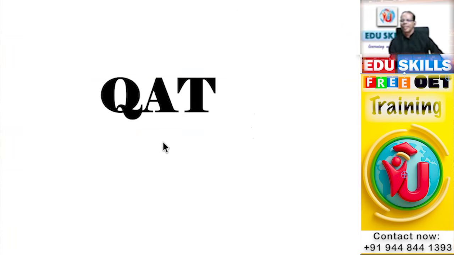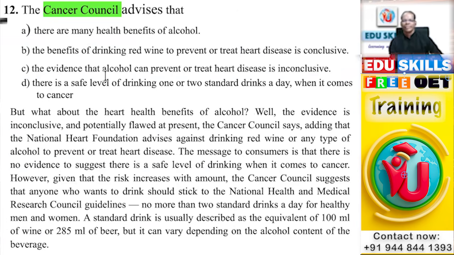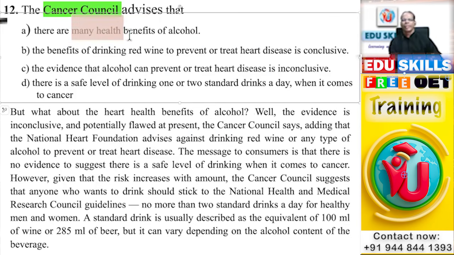So the QAT method means question, answer, then text. Normally, when you are on the run with the programs, you have to go question, answer, then text. Why? When you see the question and read the answer options, here you will find: there are many health benefits of alcohol. Okay, many health benefits. Let's just highlight.